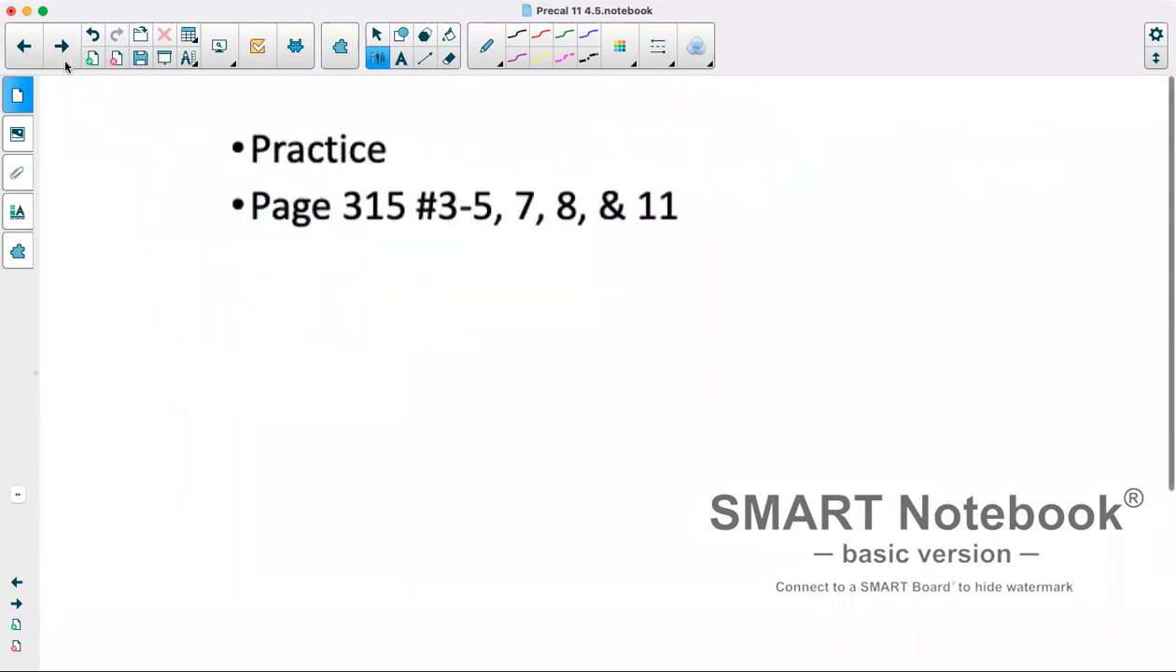Okay, so practice on this stuff starts on page 315.